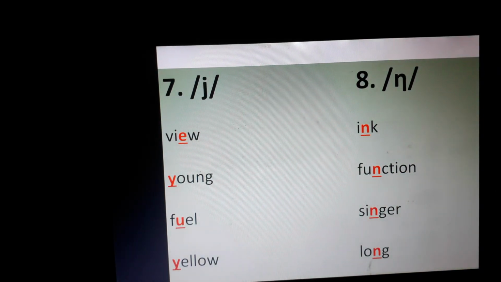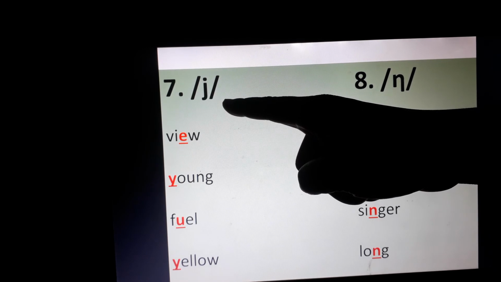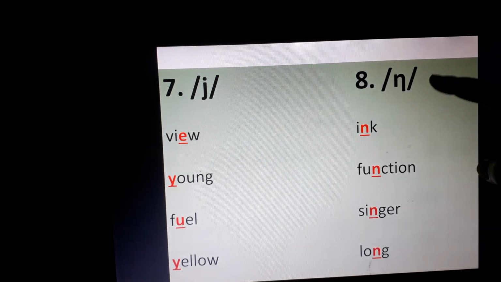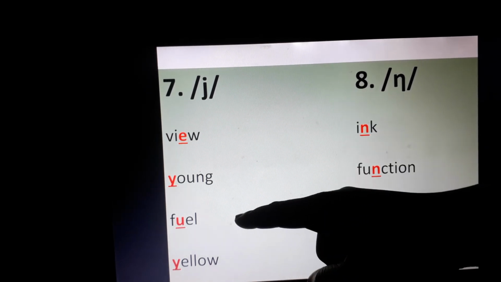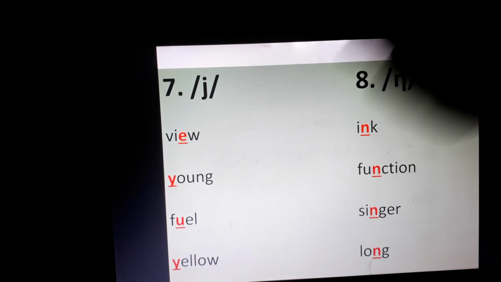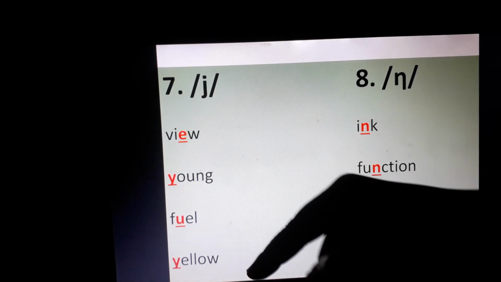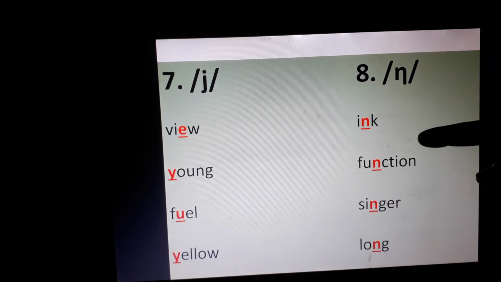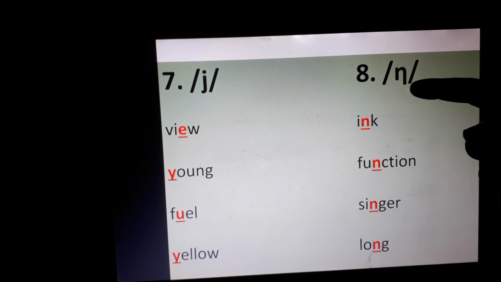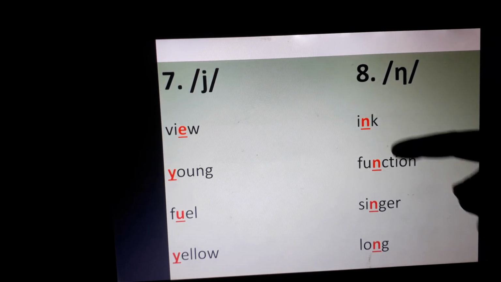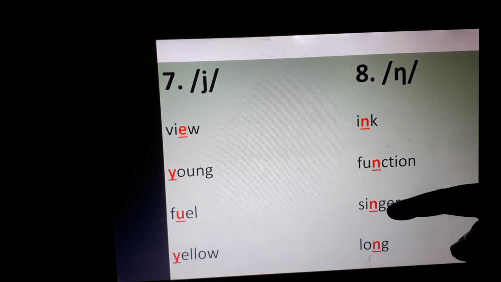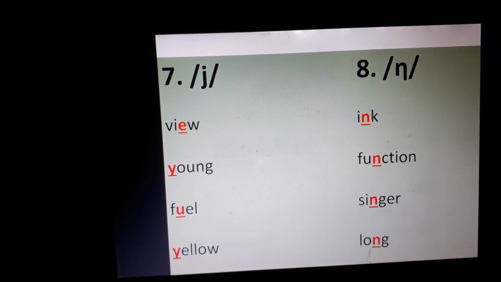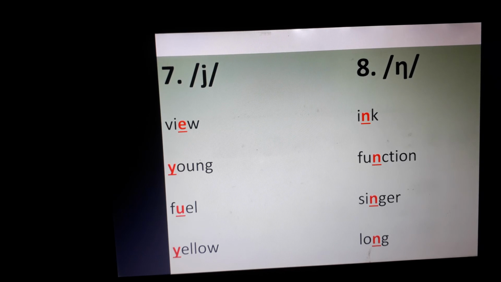Lastly, remember I told you, even though this looks like letter J, this is the y sound. Number 8, let's look at examples for y. View. Can you hear the y? Young. Fuel. Yellow. Number 8, we have ink. Remember this is the ng sound. So ink, function, singer, lung. I'm elongating the sounds so that you can hear them and it will be obvious.